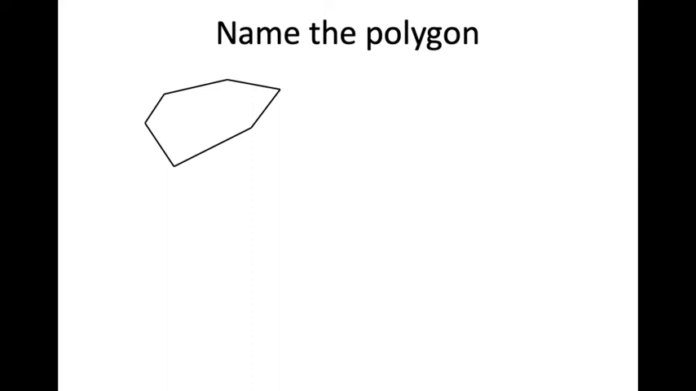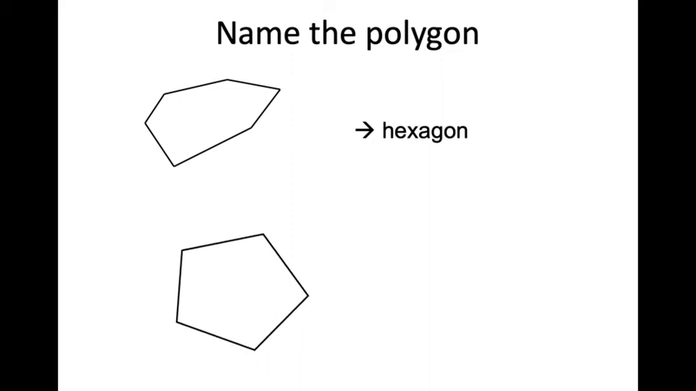Can you name this one? This one has 1, 2, 3, 4, 5, 6 sides. That means it's a hexagon, as we just saw. And that one has 1, 2, 3, 4, 5 sides, which means it's a pentagon.